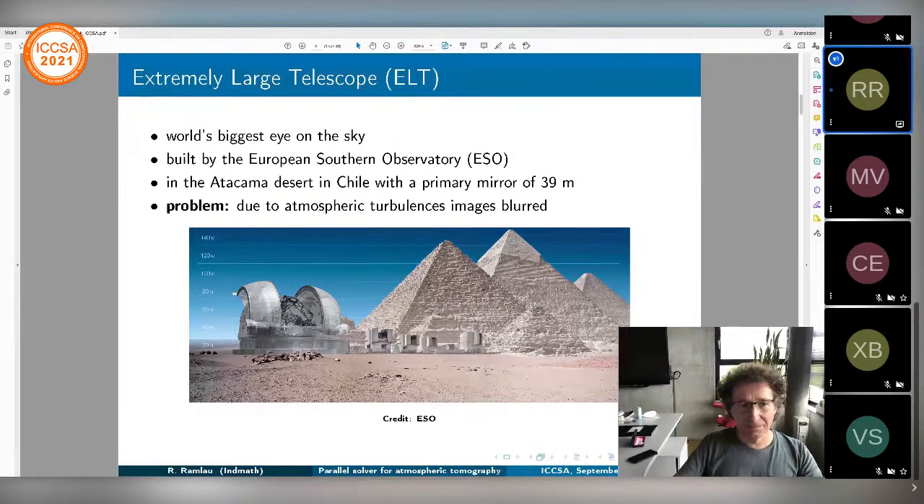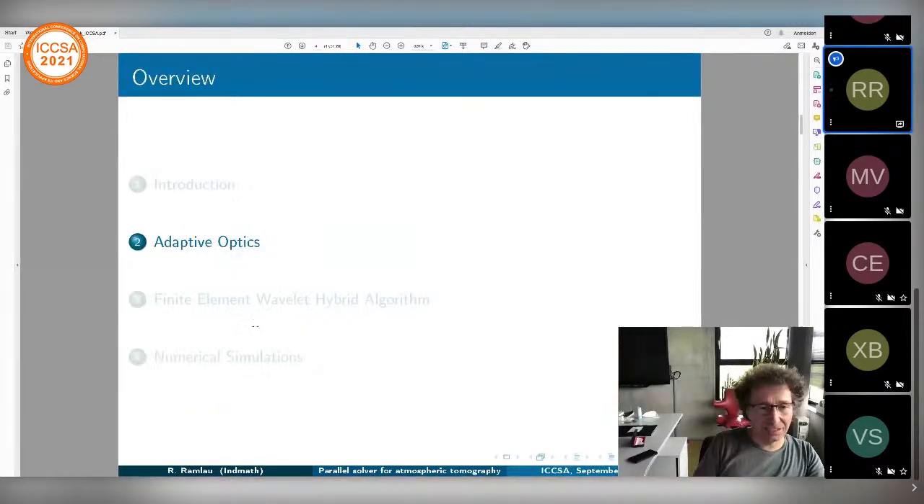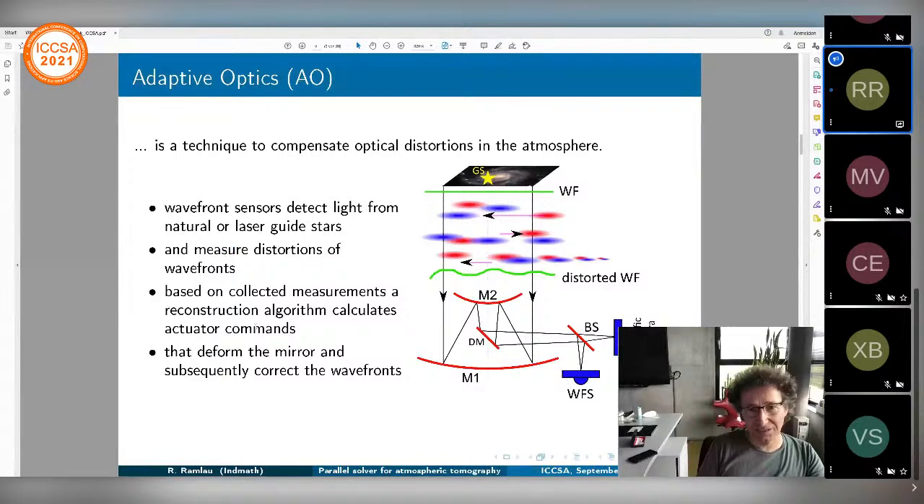The problem we are dealing with is that, due to atmospheric turbulence, the images you are recording are blurred. To conquer that problem, we use adaptive optics, which is basically a mechanical computational device to correct for these turbulences. The turbulences, the red and blue parts, are patches of hot and cold air that are mixed and moved by wind over the telescope.